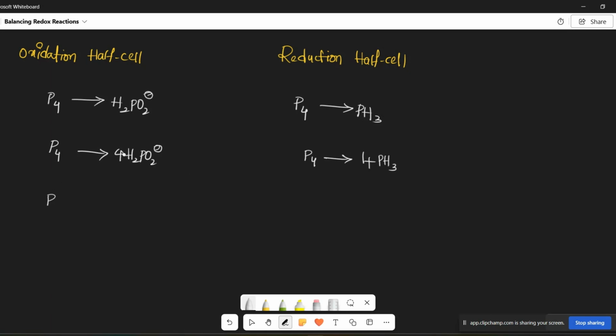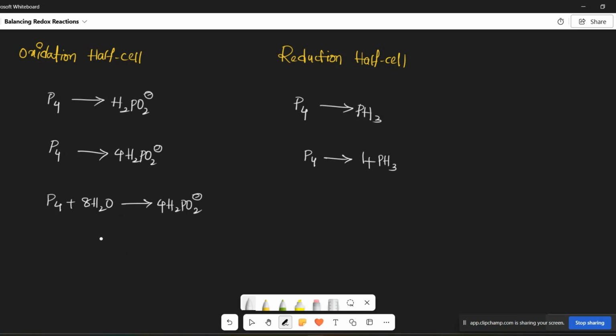So here, how many oxygens are there? 8 oxygens are there. But here there is no oxygen, so you need to add 8 molecules of water. P4 plus 8H2O, and here it will be 4H2PO2 negative. And here there is no oxygen, so you don't need to do anything. The next step is you need to balance the hydrogens.